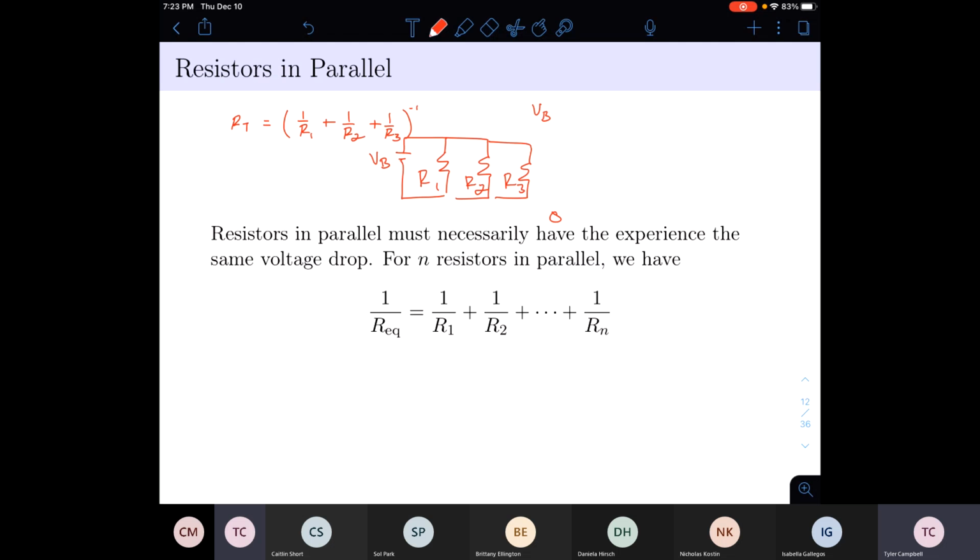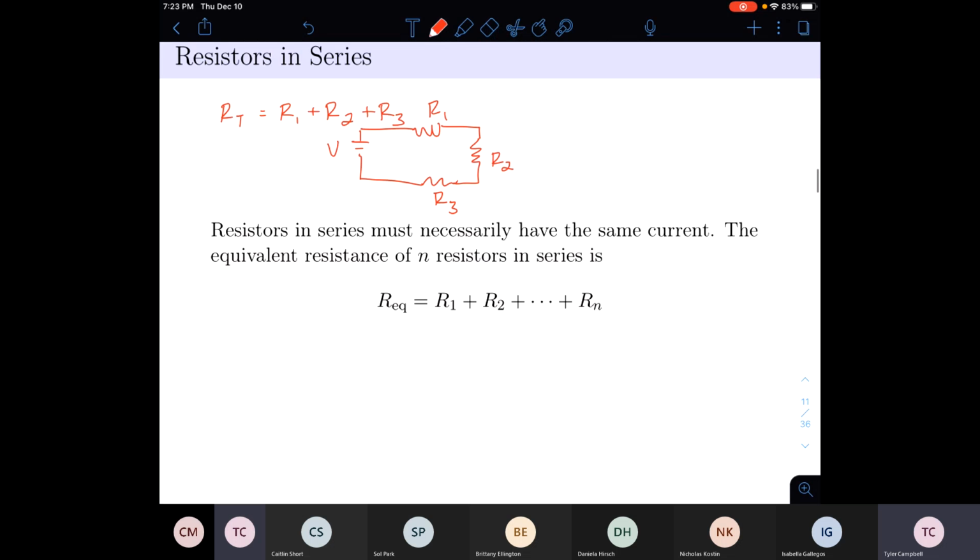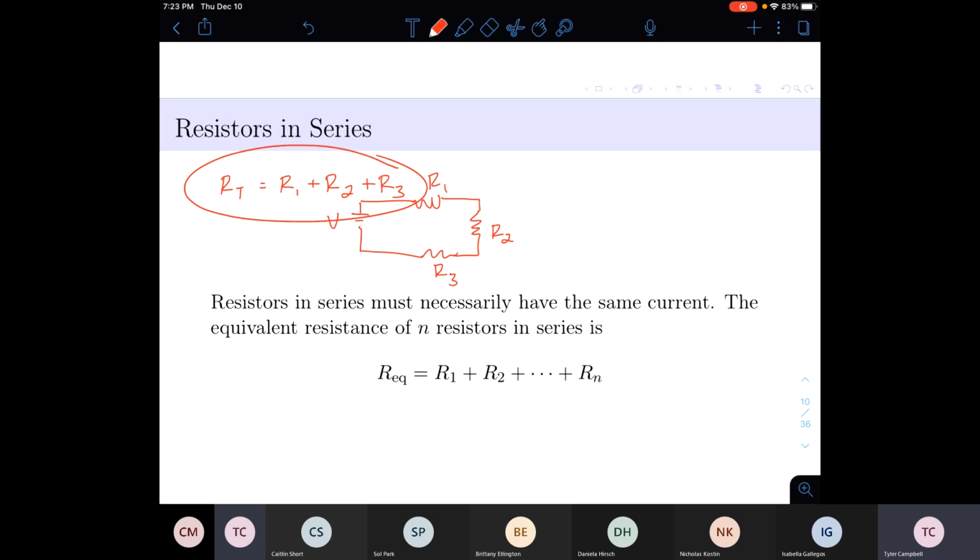So just keep in mind that the parallel calculation is that 1/ relationship, and the series calculation is just straight up addition, right? That's the main takeaway from series versus parallel resistors.